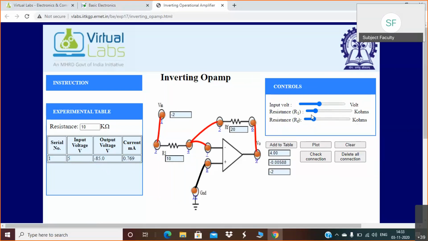Okay, we'll take another example and try to find out. R1 again I'm keeping at 12. RF is, let's say, 36.